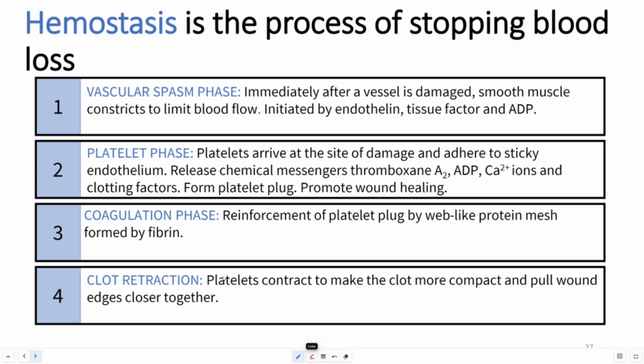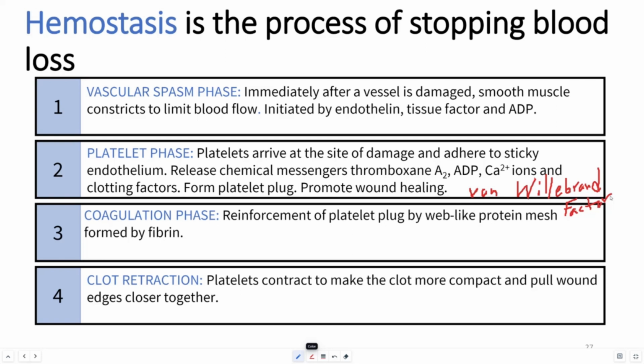The second phase is called the platelet phase, also known as a platelet plug. Normally, the endothelial wall is smooth and coated with the compound prostacyclin. This will actually inhibit the ability for platelets to work. Once that blood vessel is damaged, the collagen fibers get exposed to the internal connective tissue, and the endothelial cells become exposed to platelets and begin to stick to the exposed collagen with the help of a protein called von Willebrand factor.